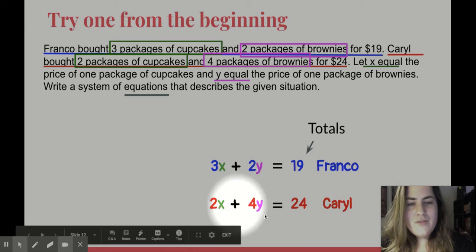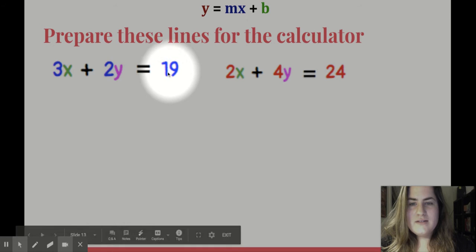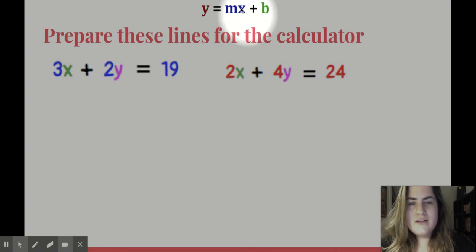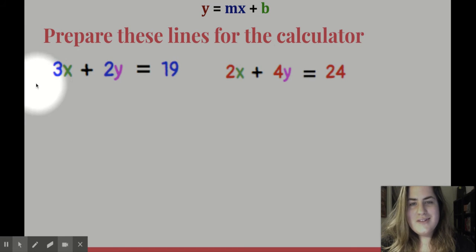Okay, so now we have our 2 equations here. They're going to ask you to graph these. So I'm going to take these 2 equations and make them look like y equals mx plus b. I'm going to do this first one with you, and then I'll have you do the second one.